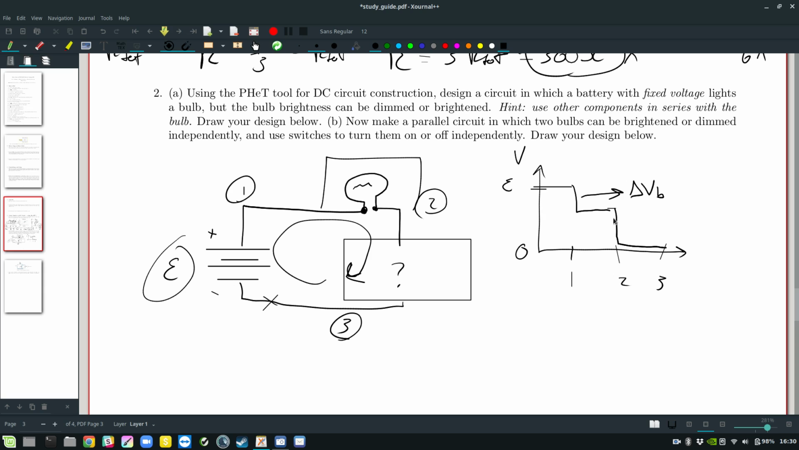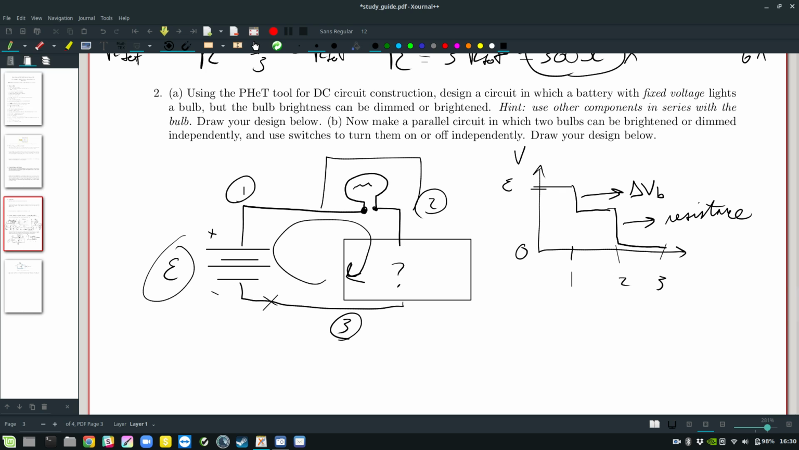So if we wanted to control how many volts are lost in going across the light bulb, I think what we have to do is change the resistance here. And if we change the resistance there, then we can actually change the remainder of the voltage change that will be dropped across the bulb.